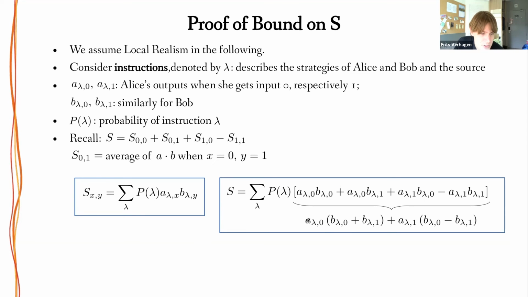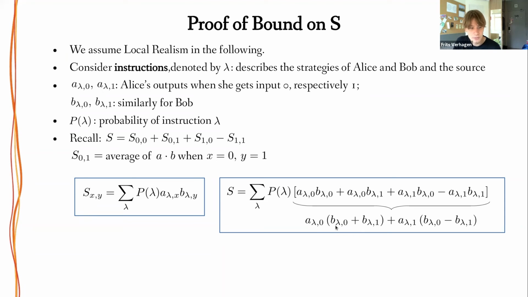And now we have a nice observation. Let's assume that B0 and B1 are the same. That means that this difference here is 0, so this term disappears. If they are the same, then they're both plus 1 or both minus 1. So this value is plus or minus 2. A0 is plus or minus 1, so the whole thing is plus or minus 2.